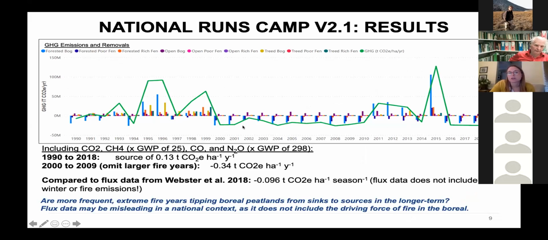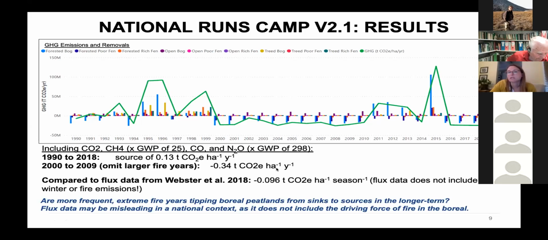And interestingly, though, if we took the time frame between 2000 and 2009, which you can clearly see here, between that time frame, we saw what we would expect or what a normal fire pattern would be. So we still had fires, but it just wasn't extreme. So we essentially looked at that to exclude some of the more extreme fire events that we had in Canada. And if we look at that, we get a net sink of 0.34 tons of CO2 equivalent per hectare annually.